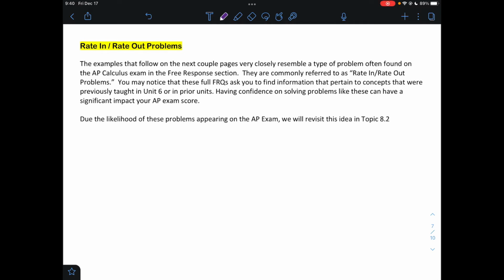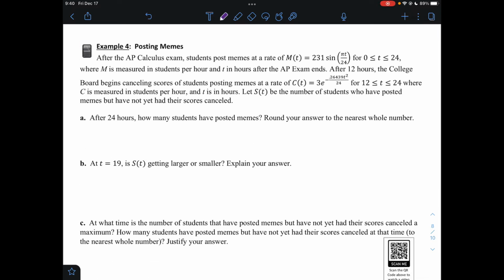All right, we will definitely come back to these later on in topic 8.2 and when we do our AP Calculus review for the AP exam. But now let's do a little intro to them.